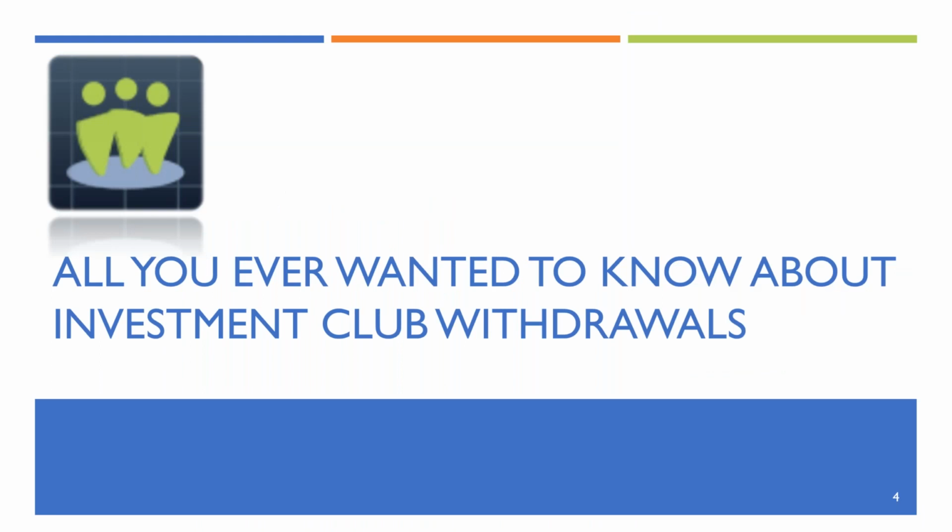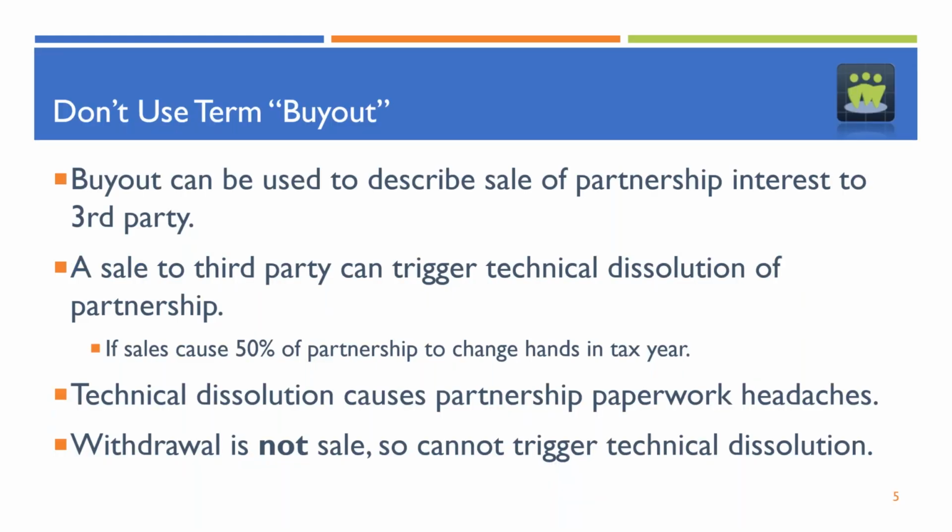Okay, so now we can get started. All you ever wanted to know about investment club withdrawals, and these are member withdrawals. In the old days, it was often called a buyout, and that term has been used before. I don't think you should use that term. It usually refers to a third party buying directly from a member and not including the partnership in the transaction at all. Most model partnership agreements don't allow a member to sell their partnership interest to a third party without the permission of the other partners.